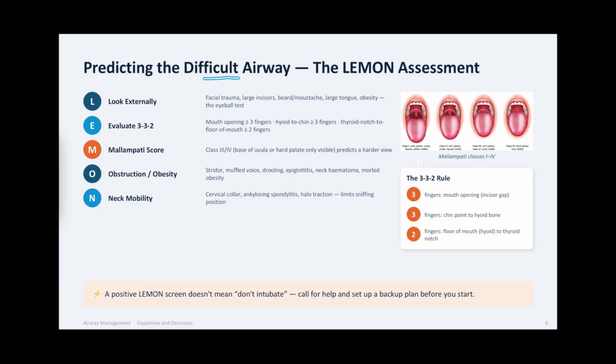Now we come to one of the most important concepts in emergency airway management, that is predicting the difficult airway before actually giving the paralysis. Every airway should be assessed using the LEMON mnemonic.